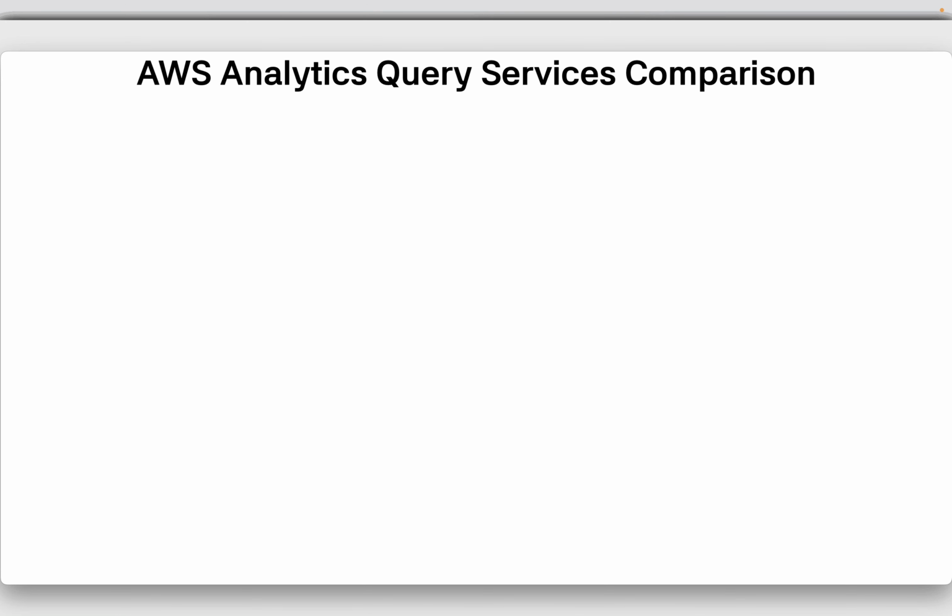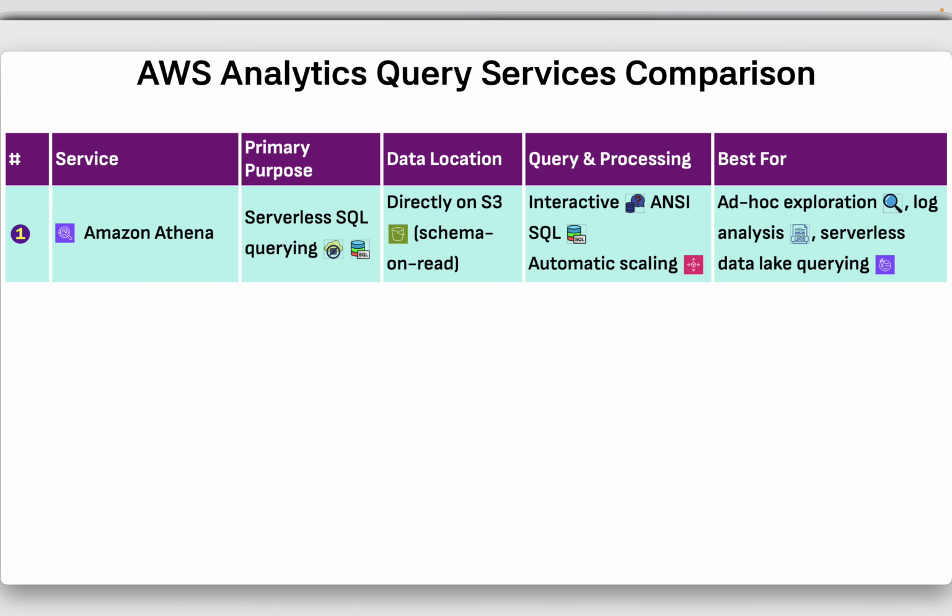Next, analytics query services comparison. So we are going to the next category. First, Athena: primary purpose is serverless SQL querying. Data location: data sits directly on S3. So schema on read. Athena does not store its own data. It is read from S3 and the schema on read is applied, not on write.